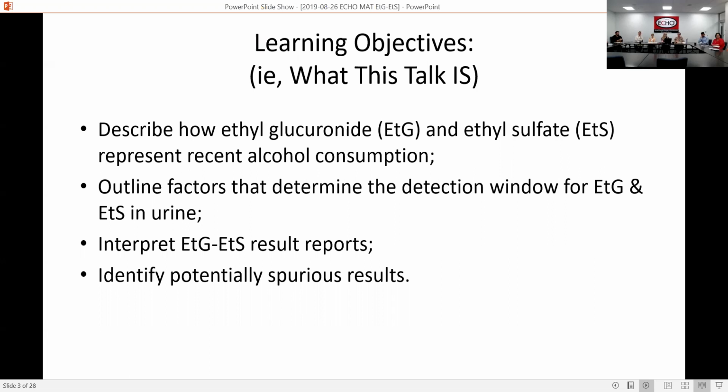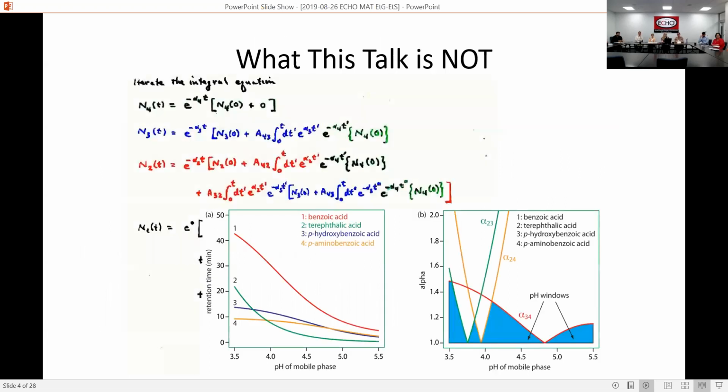And then what the talk is not, in the next slide, is definitely, I'm not going to give you calculus. There's a little math in one section. I promise to make it as painless as possible. But what I'm not going to talk about is HPLC and mass spectrometry in detail, because unless you need a nap, we just won't go there today.